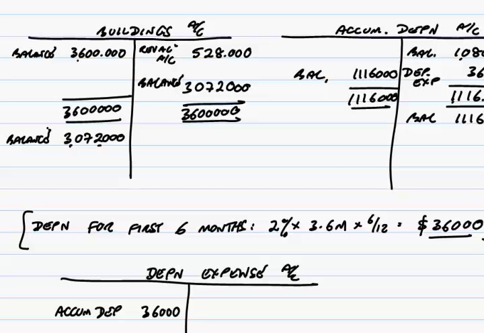We change the cost account to the revalued amount. It may be higher than 3.6, or as here, may be lower, but debit or credit to get the value we want, the double entry to revaluation.